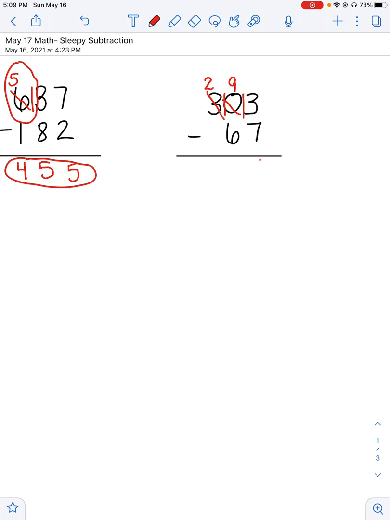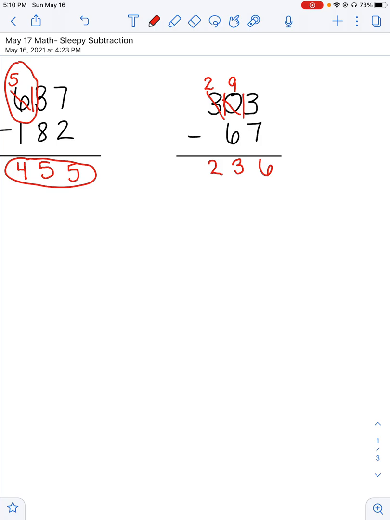Good job, 6. And then can I do 9 minus 6? Can I take away 6 from 9? Yes, you can, because that top number is bigger than the bottom number. Go ahead and do that. Good job, that's 3. And 2 minus, well, there's nothing there, so 2 take away nothing is still 2.